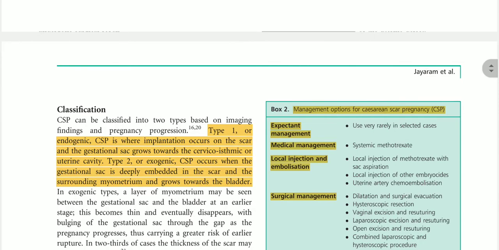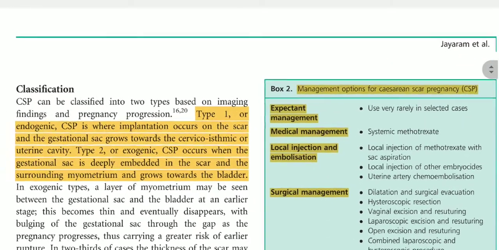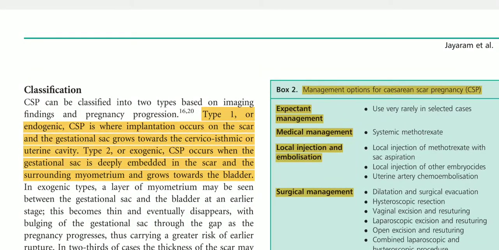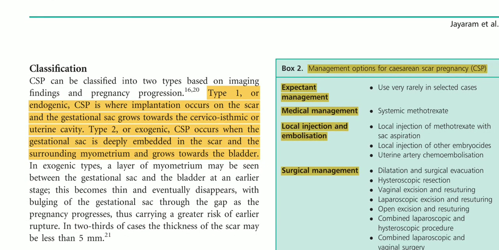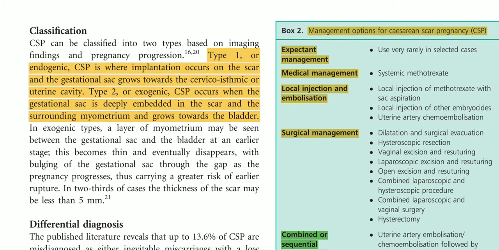Now, classification. Cesarean scar pregnancy can be classified into two main types based upon the imaging findings and pregnancy progression. Type 1, or endogenic, cesarean scar pregnancy is where the implantation occurs on the scar and the gestational sac grows toward the cervicoisthmic region or uterine cavity. Type 2, or exogenic, cesarean scar pregnancy occurs when the gestational sac is deeply embedded in the scar and surrounding myometrium and grows towards the bladder.